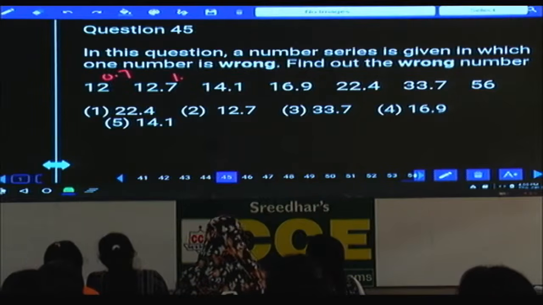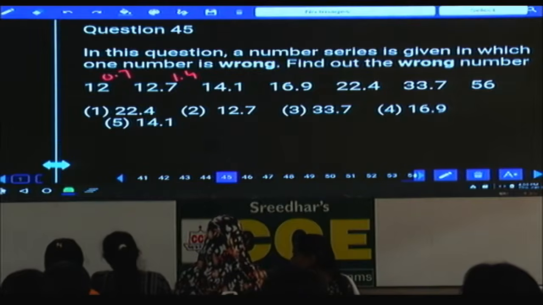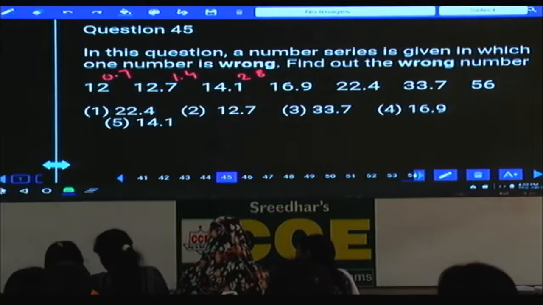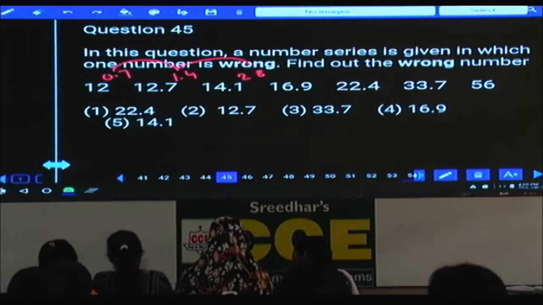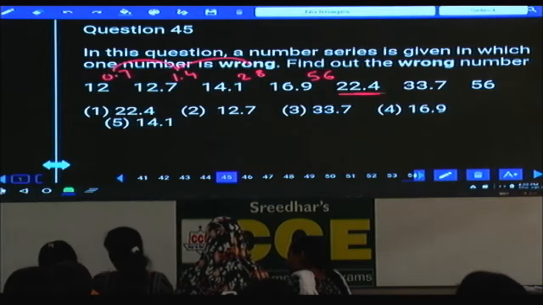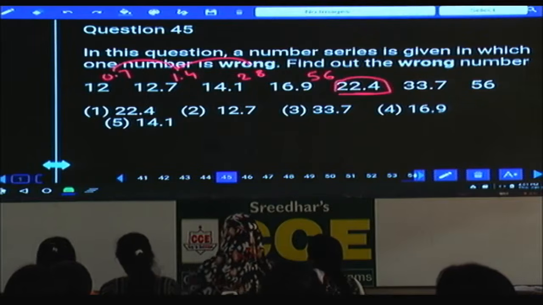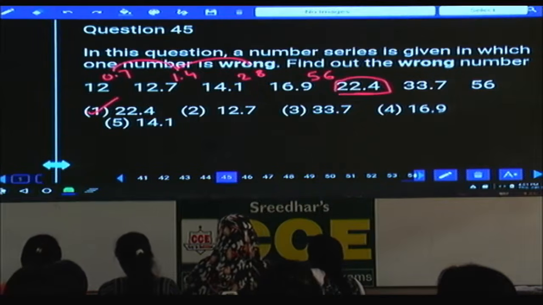The next difference is 1.4. 12.7 plus 1.4 is 14.1. The next one is how much? 14.1 and 16.9, the difference is 2.8. Now what are these numbers? 0.7, 1.4, 2.8: 0.7 into 2 is 1.4, 1.4 into 2 is 2.8, 2.8 into 2 is 5.6. The last digit must be 5, but here it is 4. That is the wrong one. Clear now? Choice 1 is the answer.